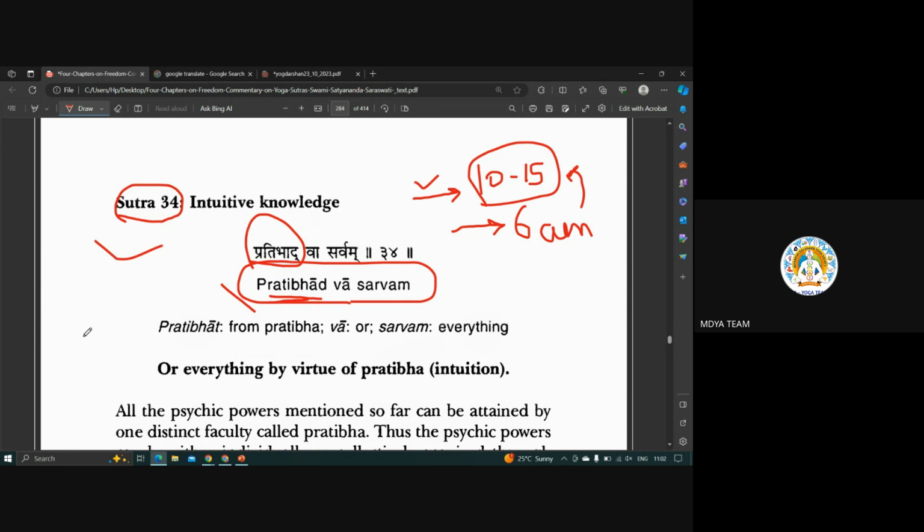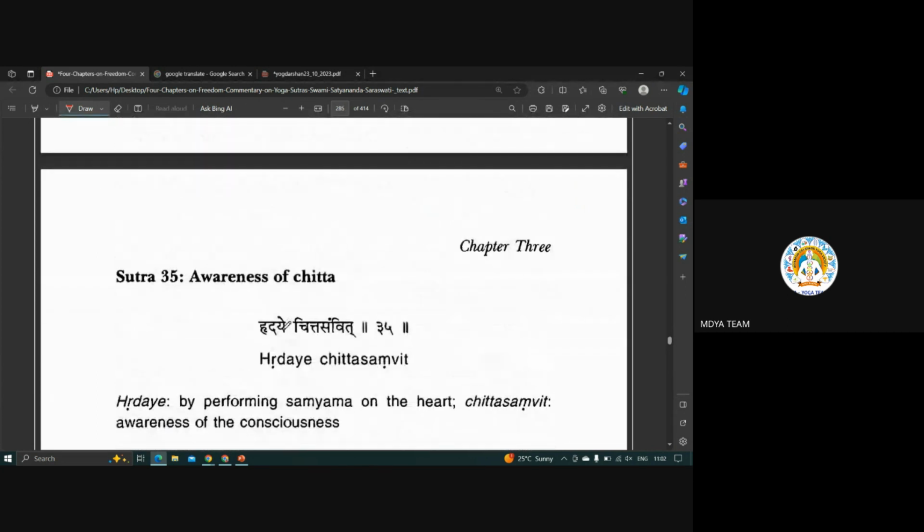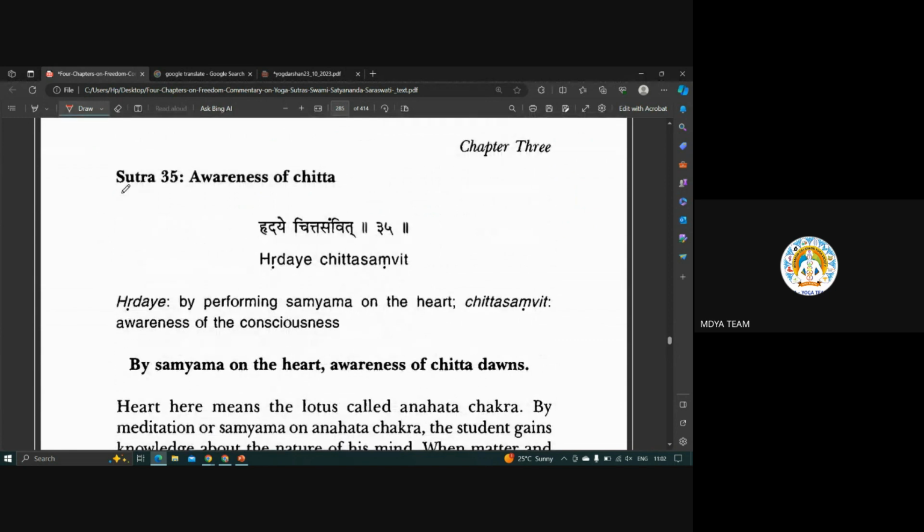Excellent. And you also very well know, Viveka Khyati is that kind of super consciousness through which the yogi will get all kinds of knowledge about all the elements. Everything, he will get to know what is happening in the world. That is Viveka Khyati. That's why Pratibhadva Sarvam, meaning the yogi will get all kinds of knowledge.